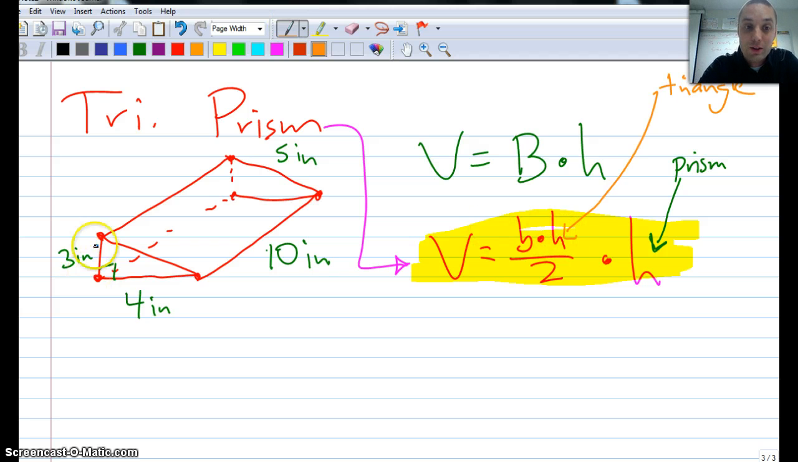The height of the triangle is 3. The height of the prism is 10, right? And you do not want to get those two mixed up. So here's how we go. So for the triangle itself, the base is 4, right? Base of the triangle.